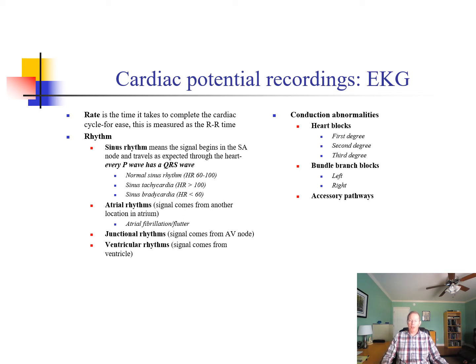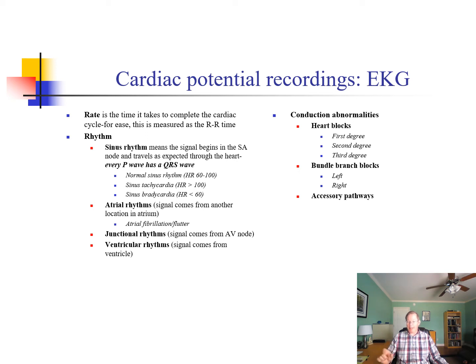This is the rate. The rhythm comes in lots of different flavors, and I'm going to talk about several of them, and I'm going to relate these to the conduction system. So the first I've already alluded to, called sinus rhythm. Sinus rhythm means that the signal is beginning in the SA node. It'll travel the expected way through the atria to the AV node, down the bundle of His, out the Purkinje fibers, and cause depolarization of the ventricles. So that means that if the rhythm is sinus, every P wave will have a QRST. So P, QRST, P, QRST, P, QRST.